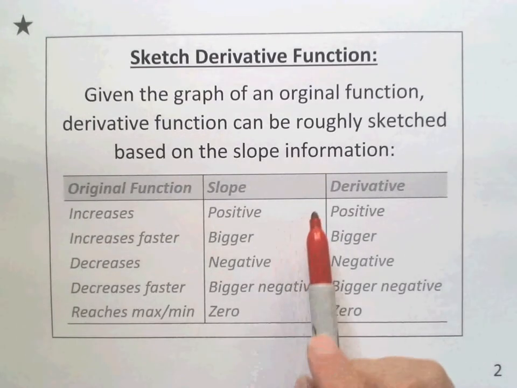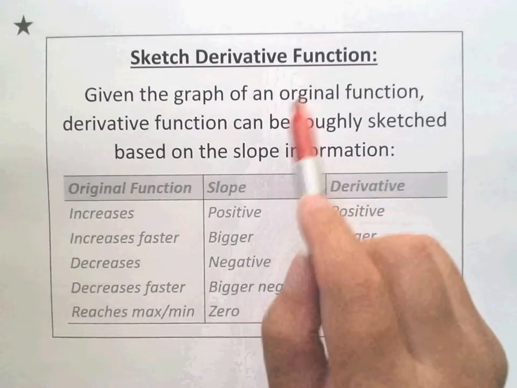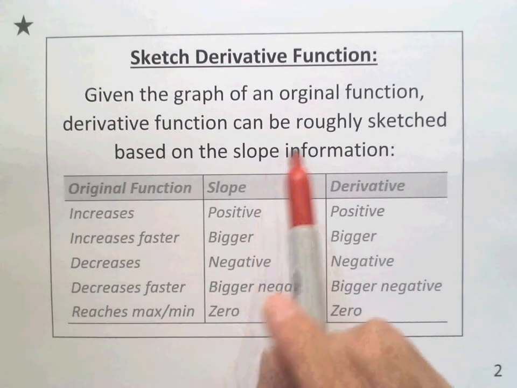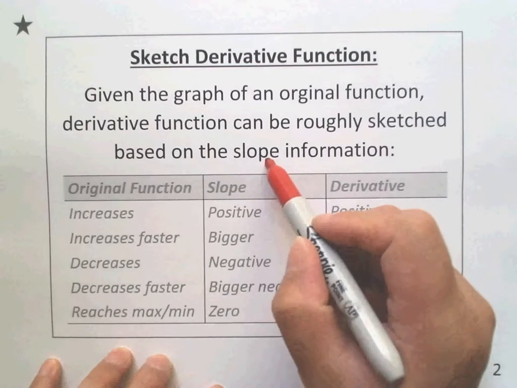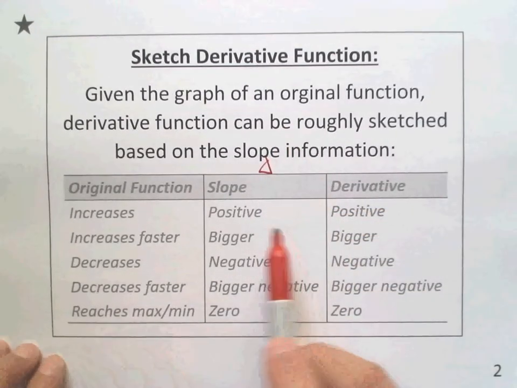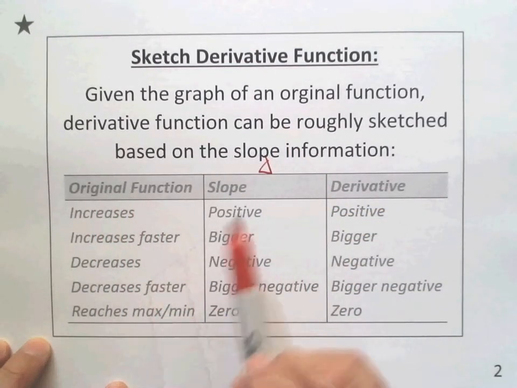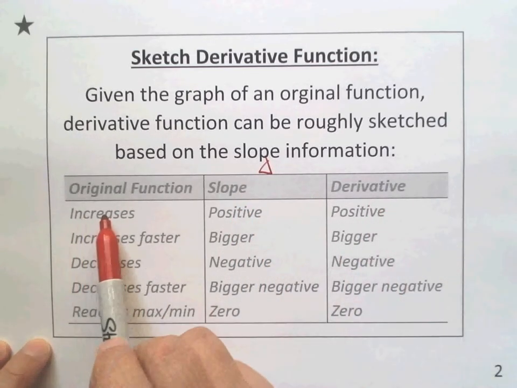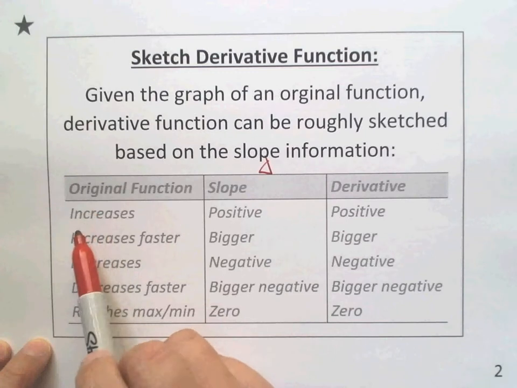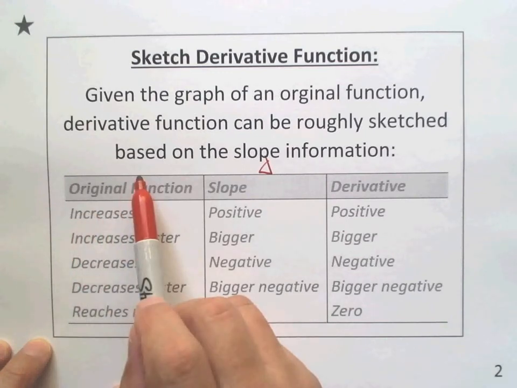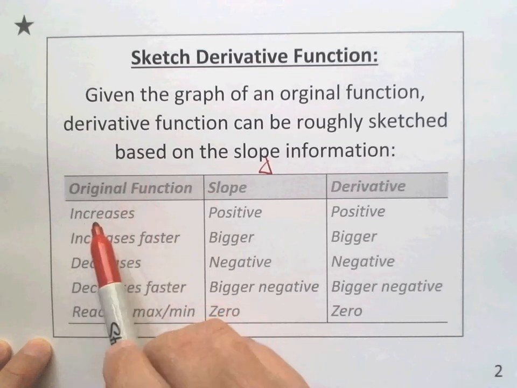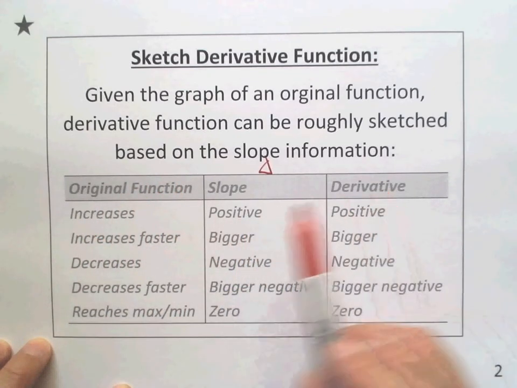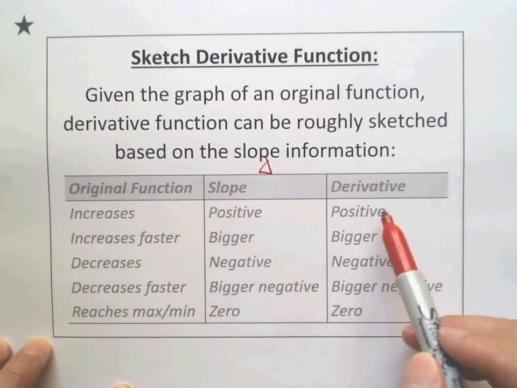Okay, so we summarize here. So how to graph a basic rough graph. Based on this information, based on the slope information, of course, everyone knows what the slope is, right? Can you see the original function is here, and then we have the slope, and then we have the derivative. Okay, so look at the first case. If the original function increases, which means the slope is greater than 0, right? The slope is positive. Because the derivative is the slope, therefore the derivative is positive.